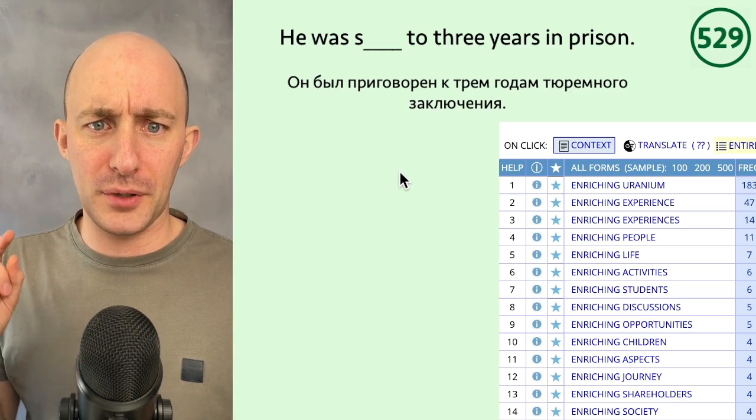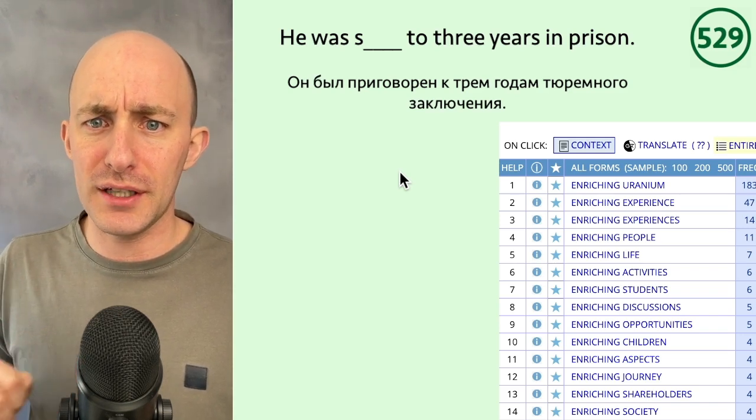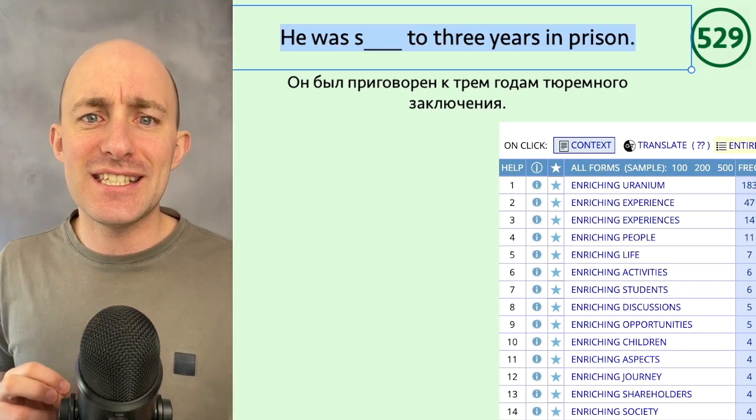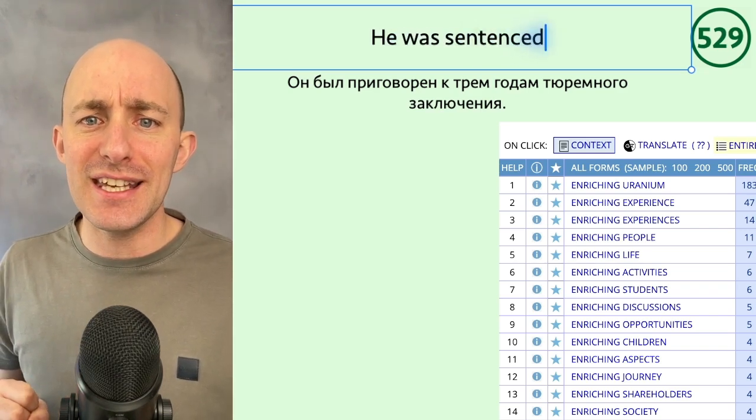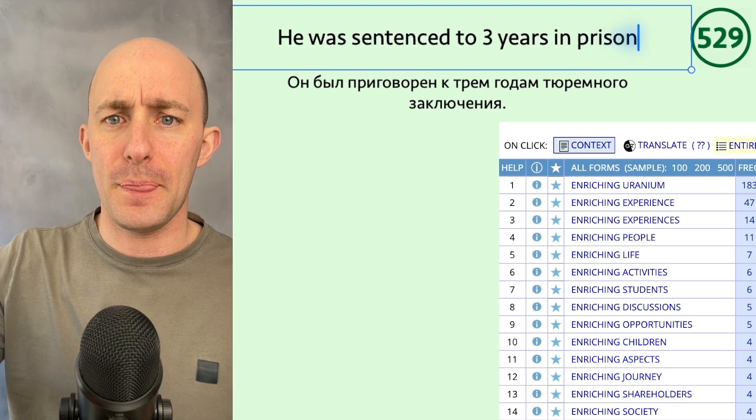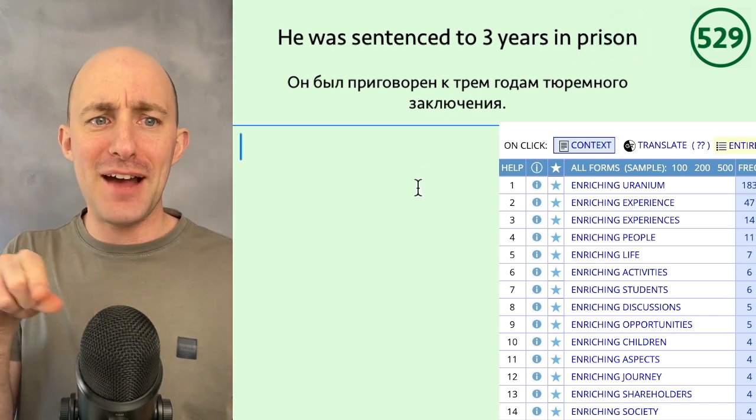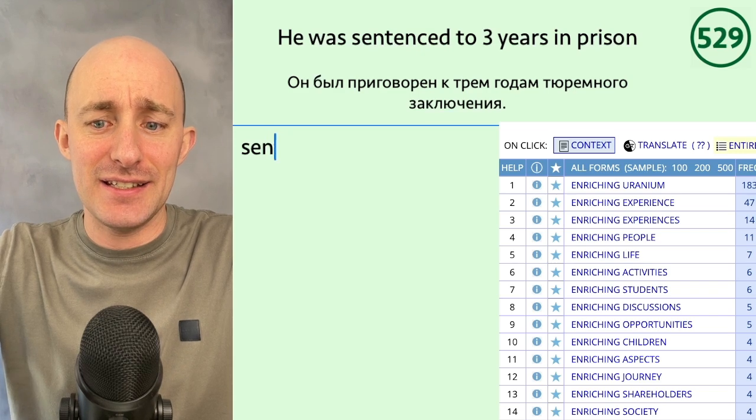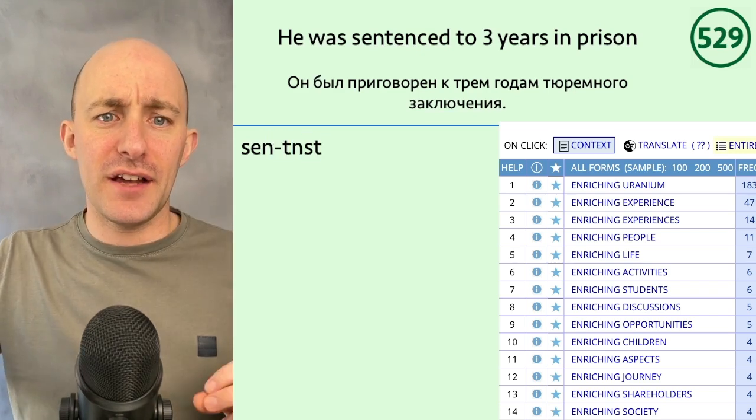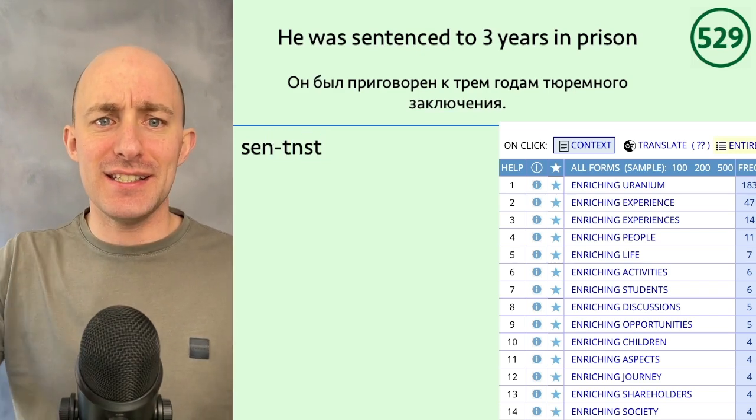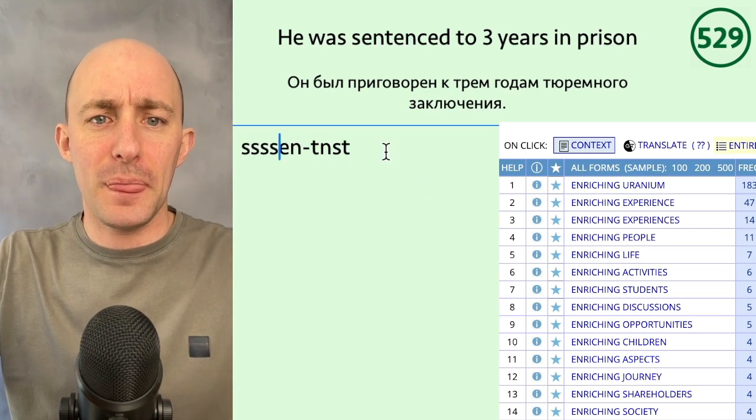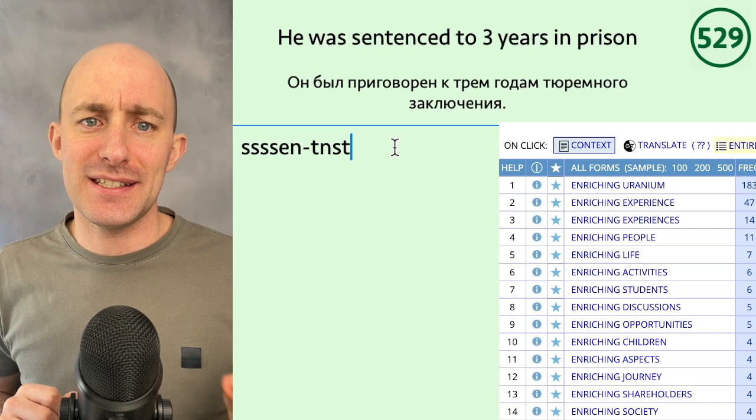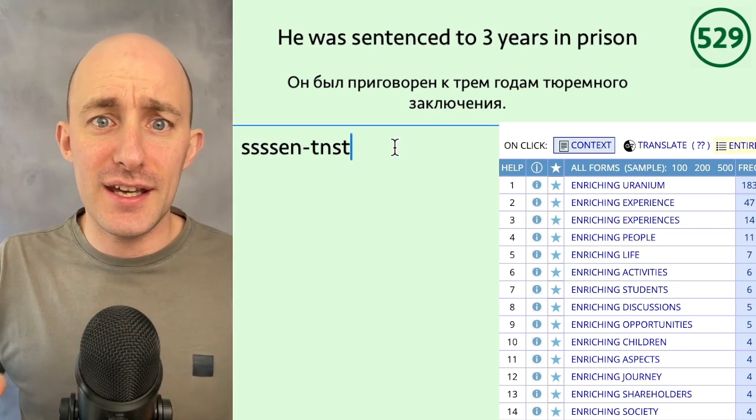Он был приговорен к 3 годам тюремного заключения. He was sentenced to 3 years in prison. Remember that after an s, the D is pronounced t, so we get sen, something like that. Sentenced, a long s at the beginning. Sentenced to 3. Sentenced to 3 years in prison.